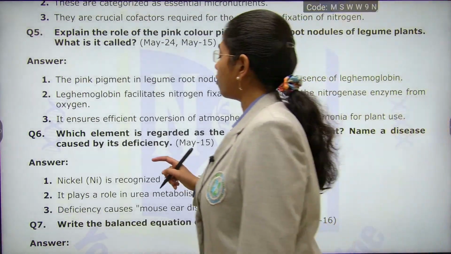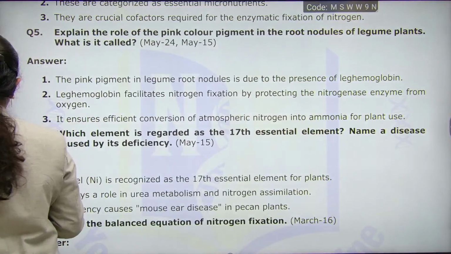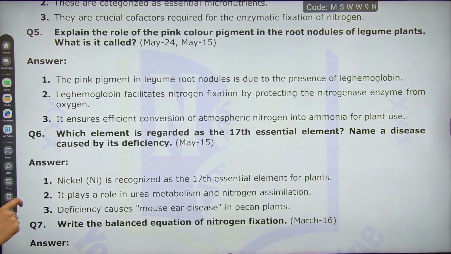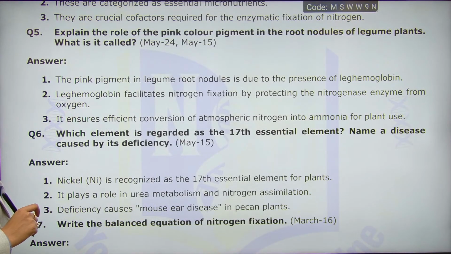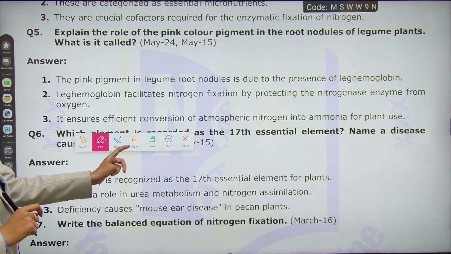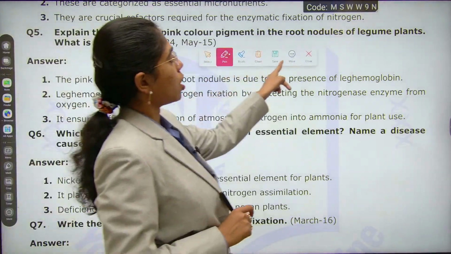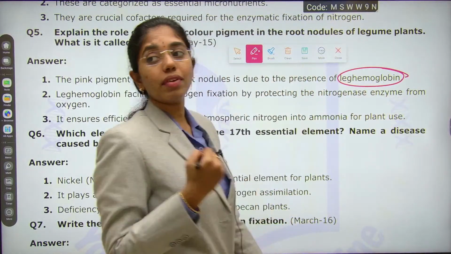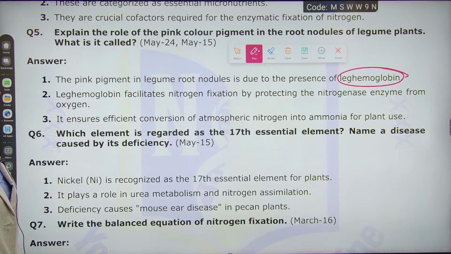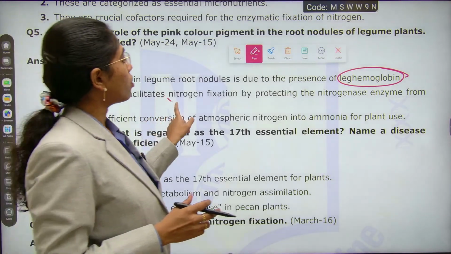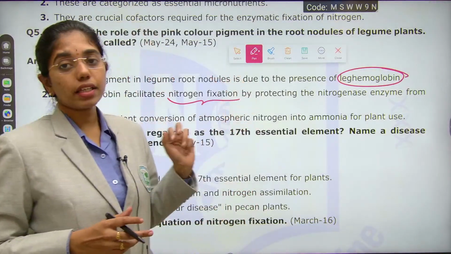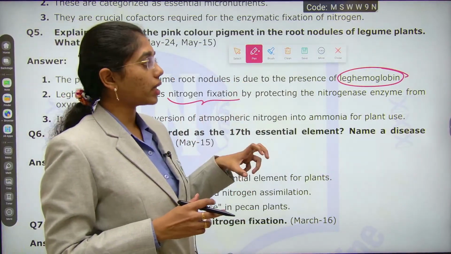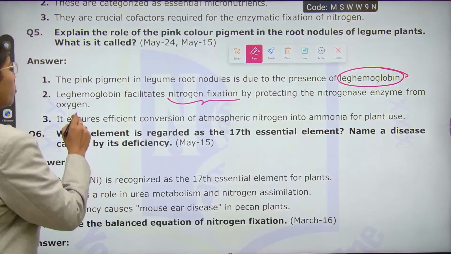Next, explain the role of pink color of leg hemoglobin. The pink color in the root nodules of leguminous plants is due to the presence of leg hemoglobin. This leg hemoglobin will facilitate nitrogen fixation by protecting the nitrogenase enzyme from oxygen.